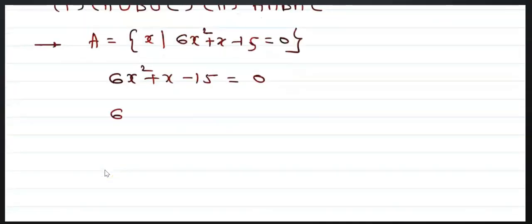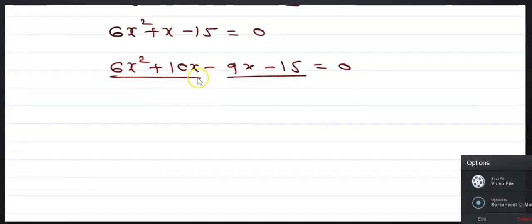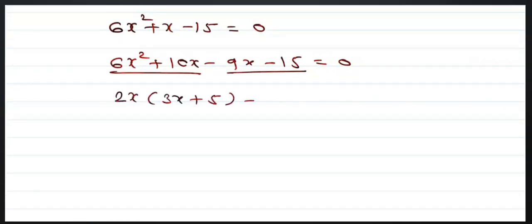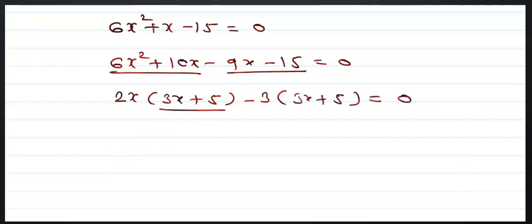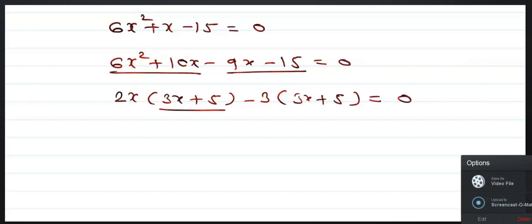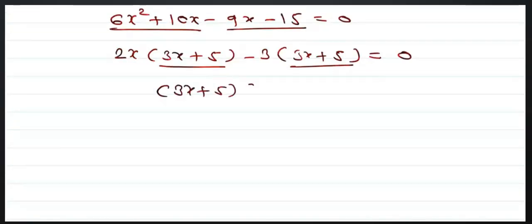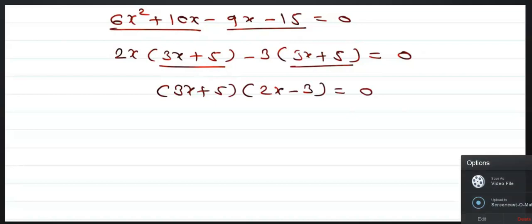We can solve it like this: 6x square plus 10x minus 9x minus 15 is equal to 0. And that's why if we take the common 2x in bracket 3x plus 5, and from the next we take minus 3 as a common, then in bracket 3x plus 5, that's equal to 0. Then in the first bracket 3x plus 5, in the second bracket 2x minus 3, which is equal to 0.